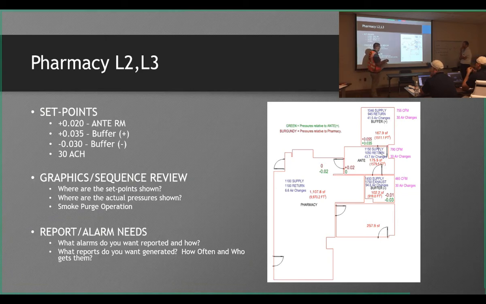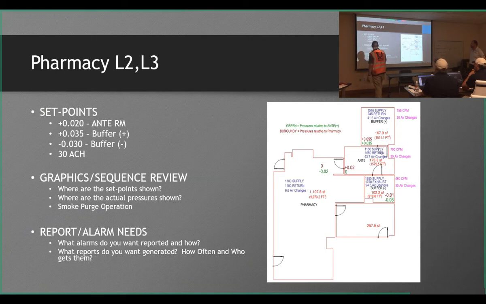So this is kind of a diagram of what it looks like up there, right? I'm sure everybody's familiar with what the pharmacy looks like. You have basically the main pharmacy area. You go through this door into the ante room, and then there's a buffer room positive and a buffer room negative where they have the hoods on either side, right? So these offsets are important.